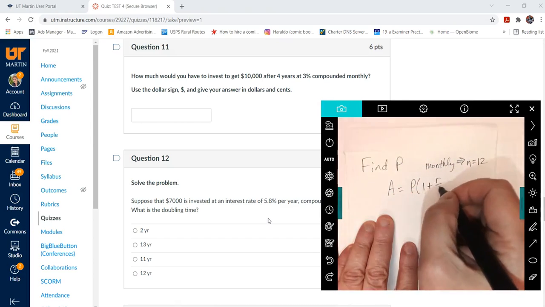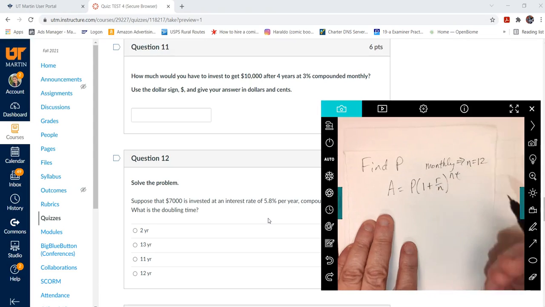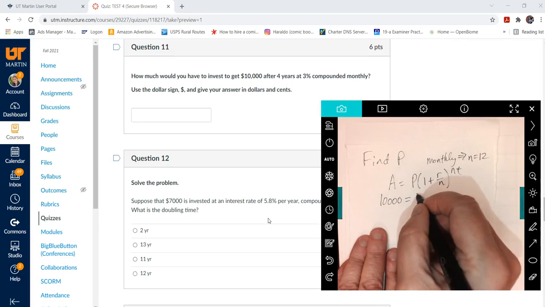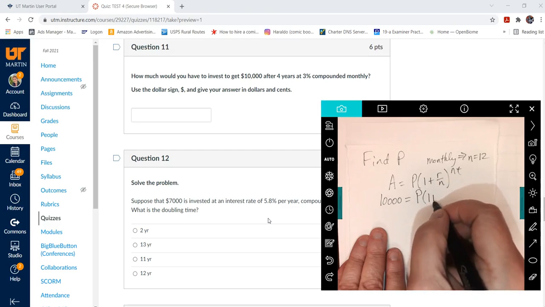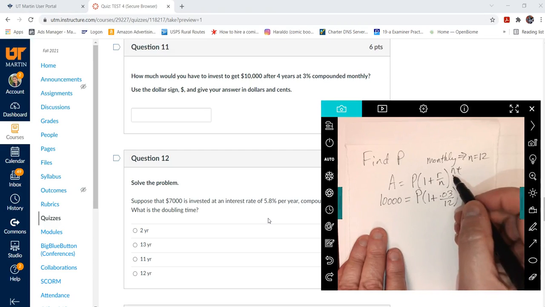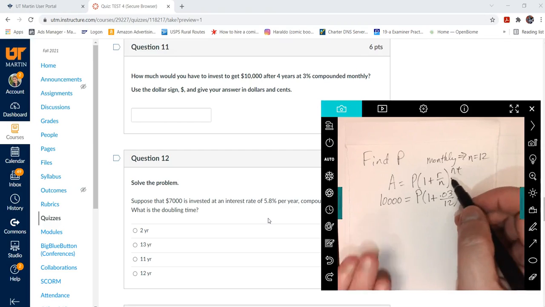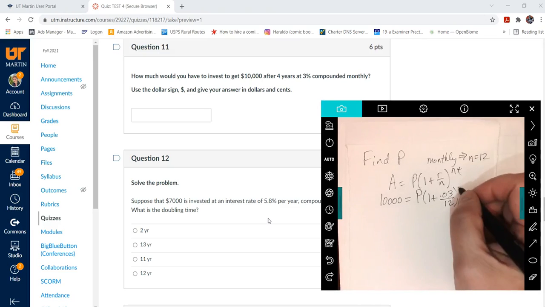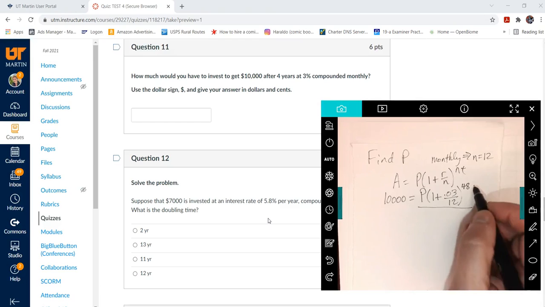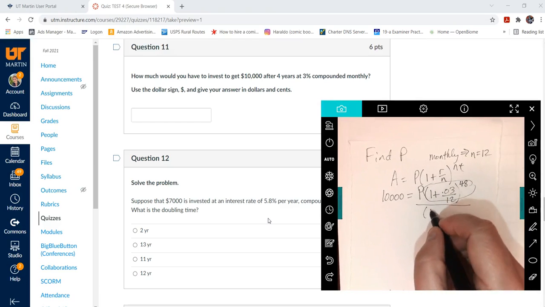So again, I use this formula. So 10,000 is how much we want to end up with. We want to find P. r is equal to 3 divided by 100. n is 12. And so to the power of n times t, 12 times 4 years. And 12 times 4 is 48. And so to get P, I'm going to need to divide both sides by that.